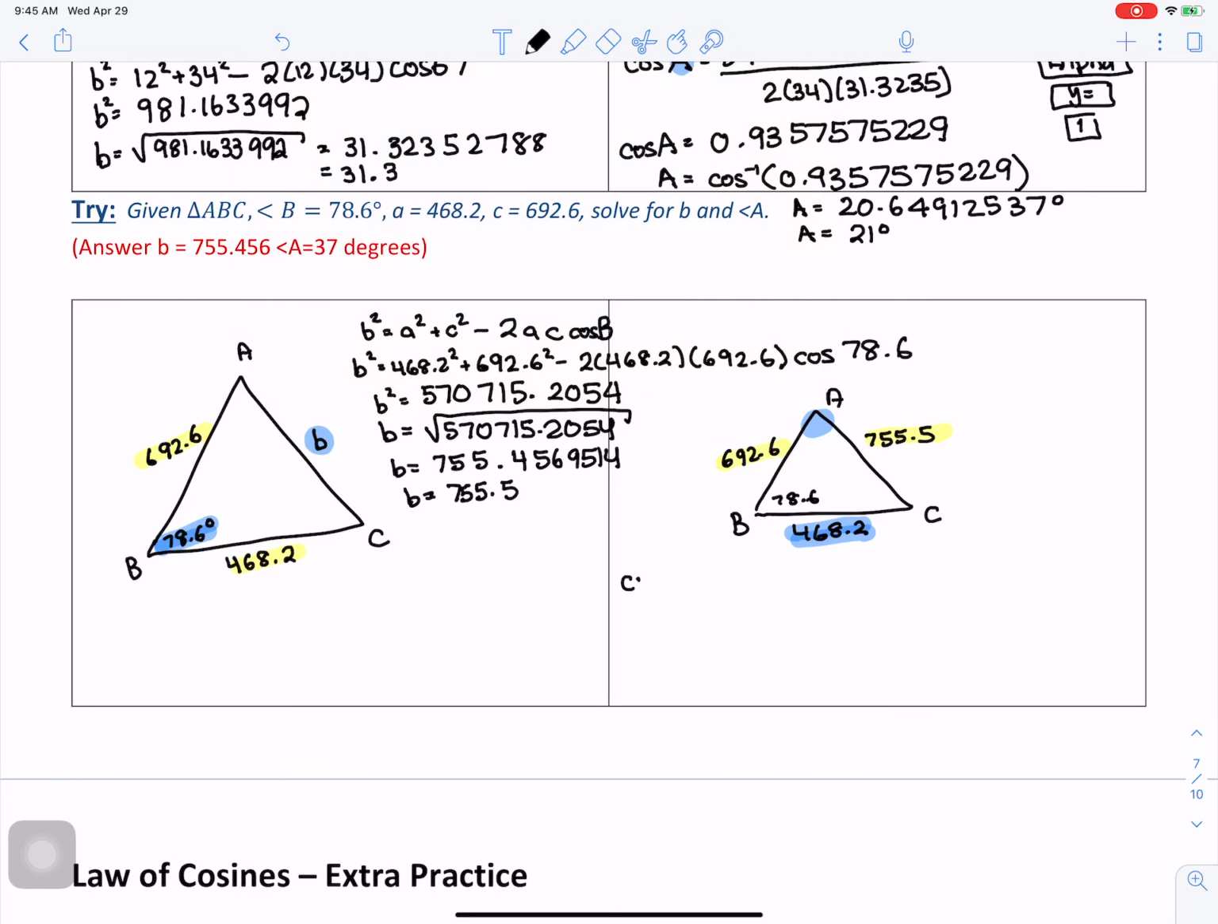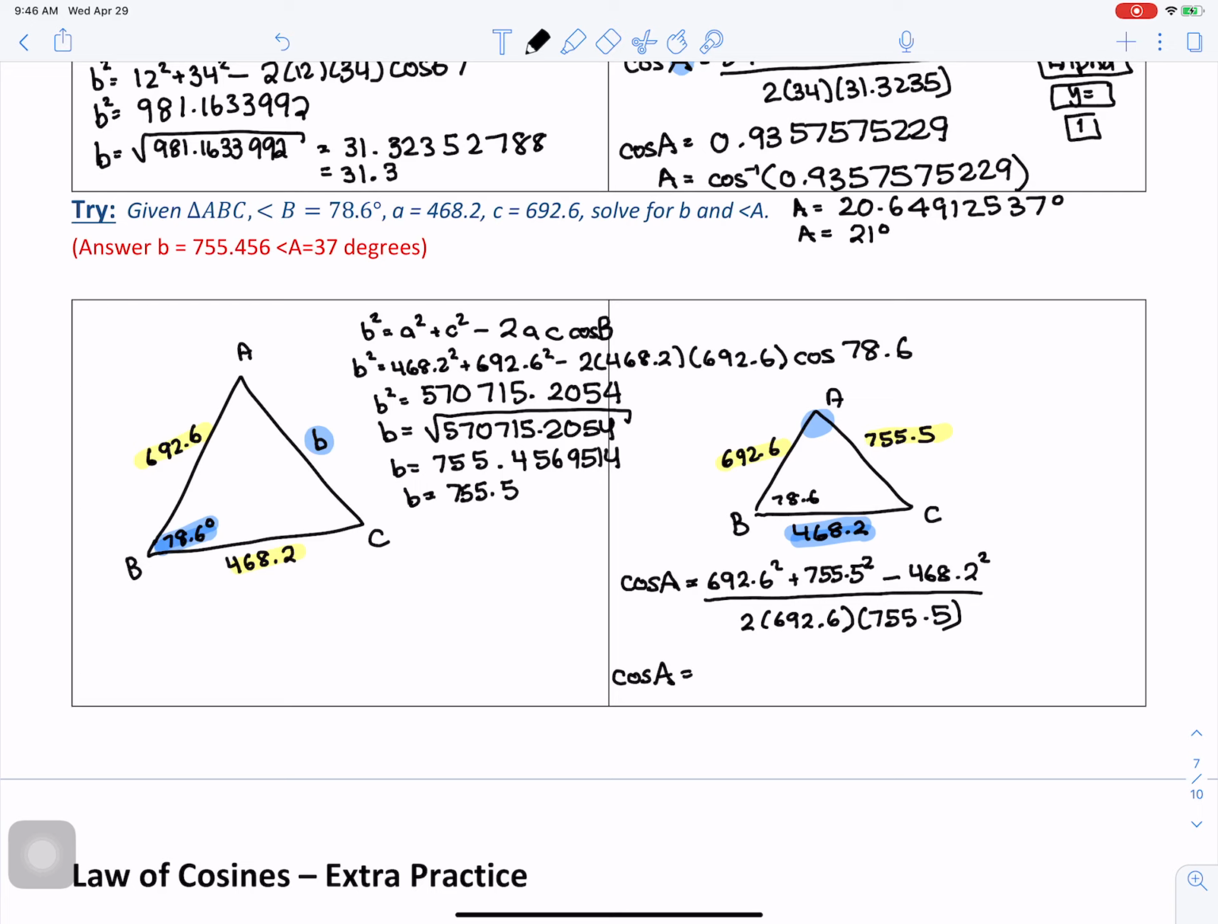So cosine of capital A equals, and there's a whole bunch of stuff in the formula, but you want to make sure you're subtracting the 468.2 squared. That's the key of the formula. The stuff in yellow can go in any order we want. Those other two sides get squared and added up, and then the bottom gets multiplied by 2 with those two sides. So now I'm going to isolate for cosine A.